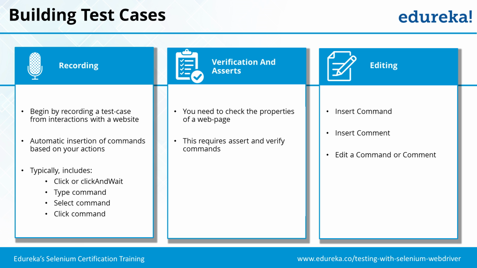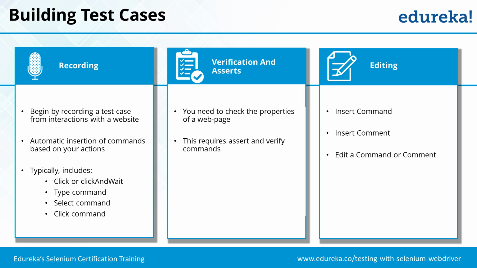The next is verification and asserts. So you need to check the properties of a web page. You want to check whether it's working as per your expectation, or whether it's not working as per your expectation. How would you confirm that? With the help of expected results. So comparison between expected and actual results goes into this section, that is verification and assertion.